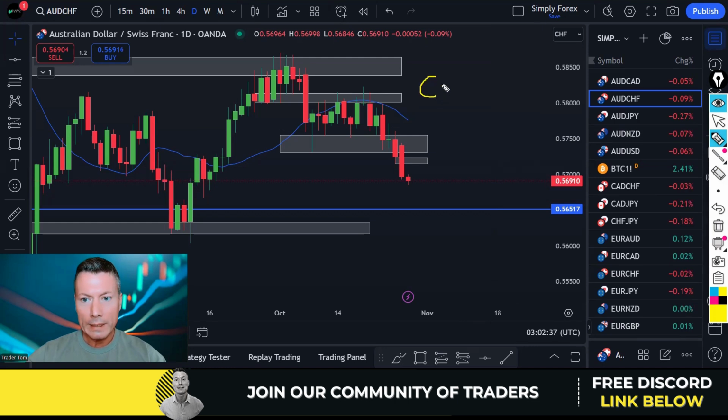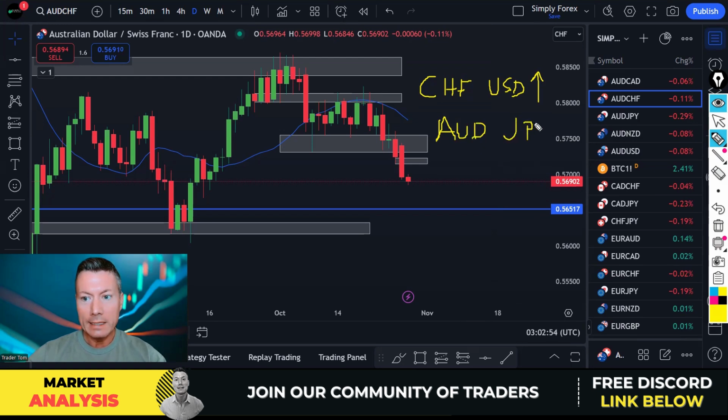So Swiss franc and US dollar are strong. And a couple of currencies that are weak are Aussie dollar and Japanese yen. These are individual currencies, not pairs, guys. So Swiss franc is strong, US dollar is strong, Aussie dollar is weak, yen is weak. So this is the catalyst for our trades today.